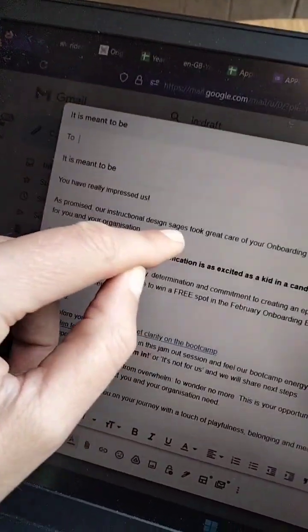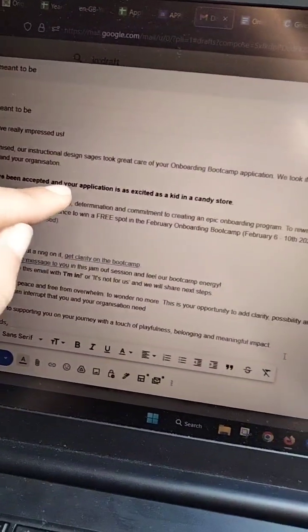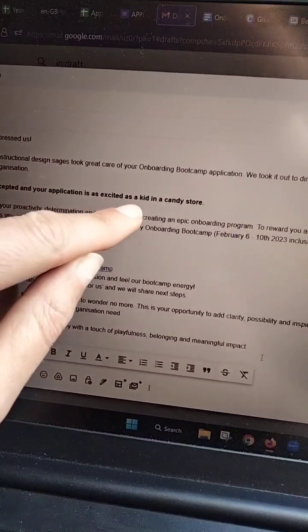Remember we told you that the sages were looking at it, and what's happened? You've been accepted, and your application is excited as a kid in a candy store.